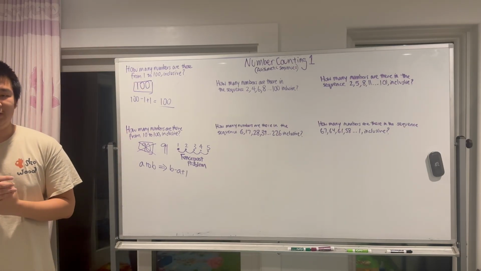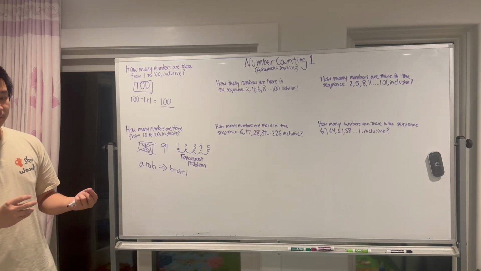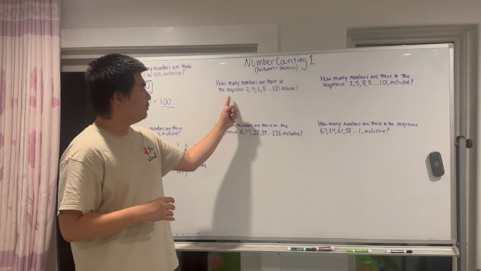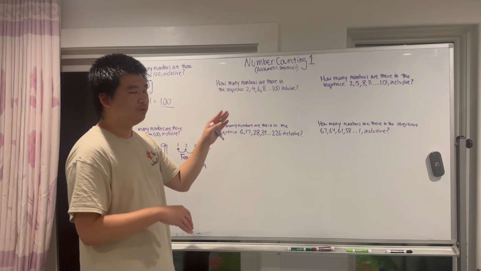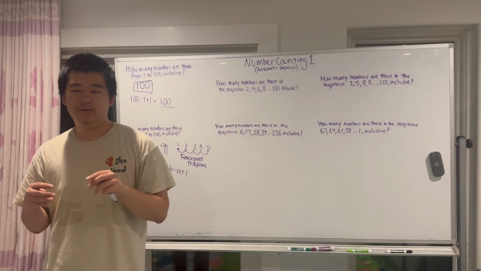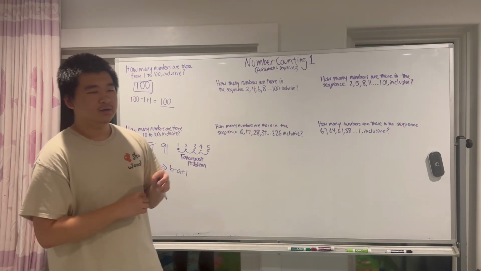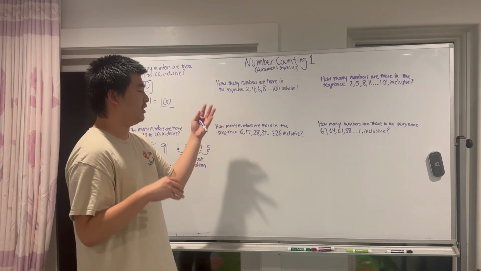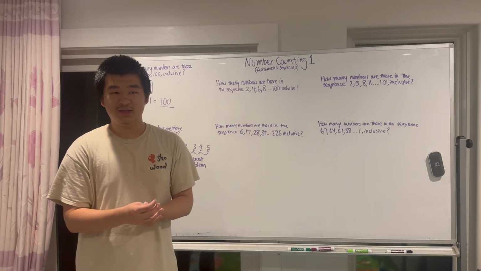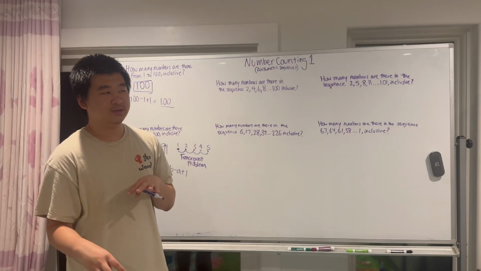So, with that done, let's think about a little bit of a different problem. Because instead of adding 1 now, we're going to add 2. So, let's think about it. How many numbers are there in the sequence 2, 4, 6, 8, all the way to 100, inclusive, of course? Well, some of you might think, okay, well, this is just the even numbers. All right, but, well, it is the even numbers, so how does that help us?